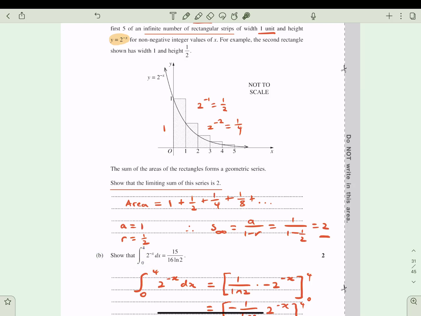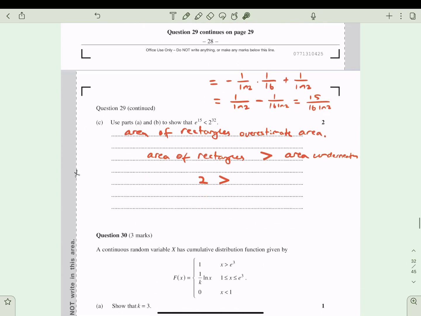But the thing is, that doesn't actually impact us, because the entire area underneath my curve is bigger than the area from 0 to 4. So this inequality is still true. Because if you think about it, if A is larger than B, and B is also larger than C, then it's entirely fine for me to say A is larger than C still. So in this case, I can still say 2 is larger than the area underneath the curve from 0 to 4.